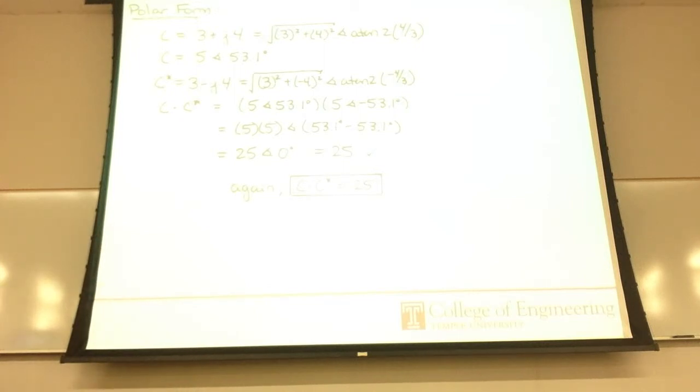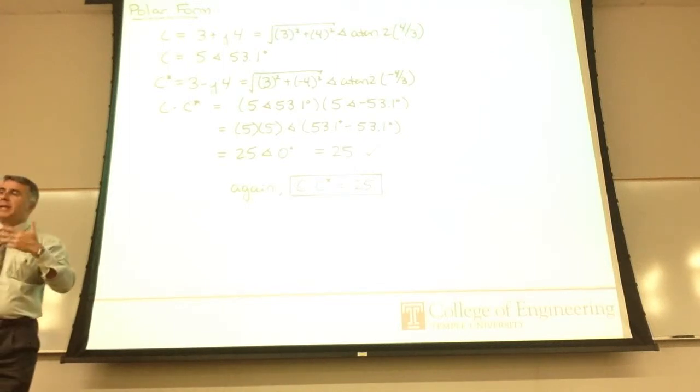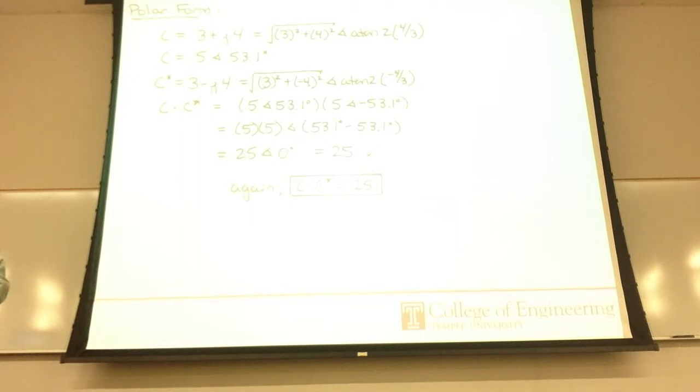Alright, so that basically wraps up complex numbers. By now, you must have an appreciation that a complex number can easily represent an engineering problem. There are many ways that you can use complex numbers to manipulate or represent an engineering system. How many different ways can we describe a complex number? 2. What are they? Rectangular and polar. Do you agree? 3. Somebody said 3. Exponential. Right. Polar and exponential are almost identical.